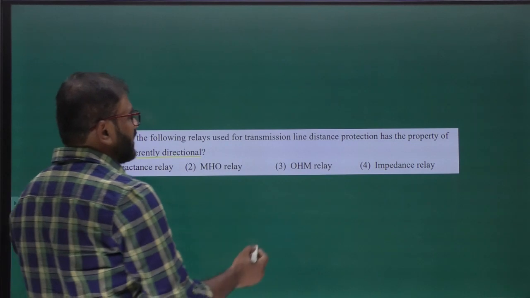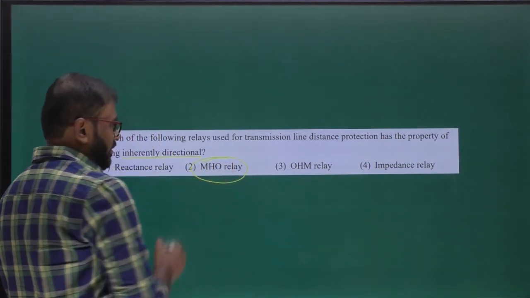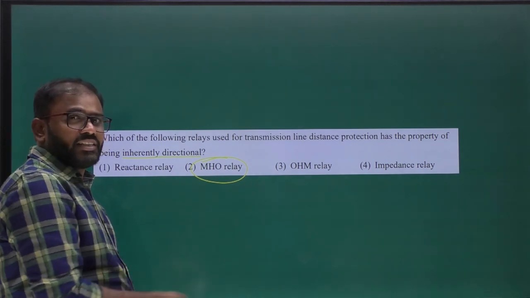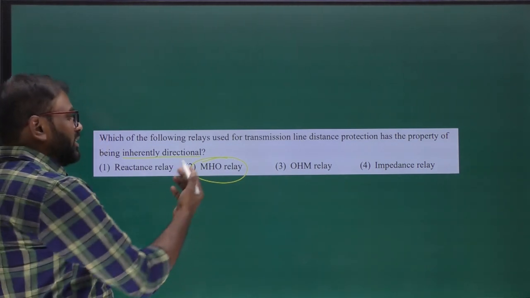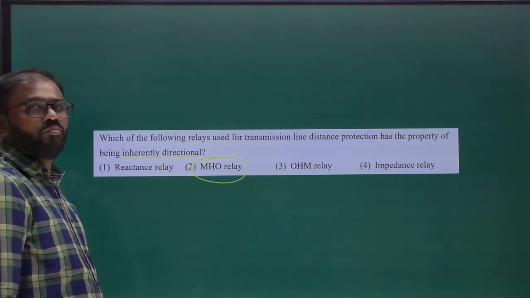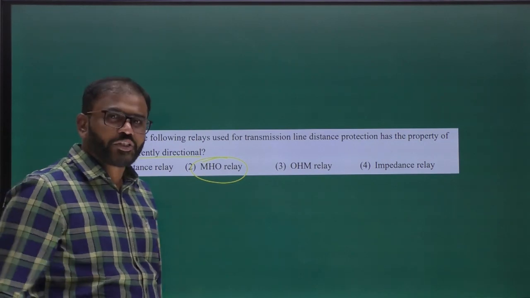But out of these, which relay is inherently directional? The relay which is inherently directional is always a Mho relay. Mho relay is a directional relay. It is also called a voltage restrained directional relay. So it is basically a directional relay. So that's why the answer for this question is Mho relay. Now we'll move on to the next question.